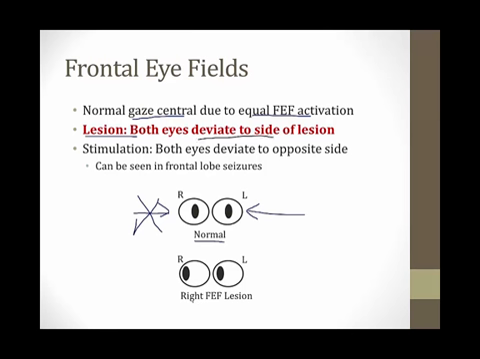So for example, in a right FEF lesion, the left FEF is still working and it will push the eyeballs towards the right. Interestingly, if you stimulate the FEF on one side, both eyes will deviate to the opposite side, and this sometimes happens in frontal lobe seizures. The right or the left frontal eye fields are heavily activated and they can push the eyes towards the opposite side from the side that is involved with the seizure.